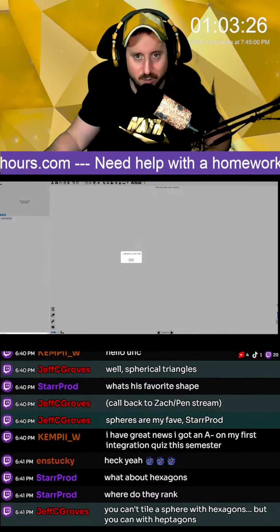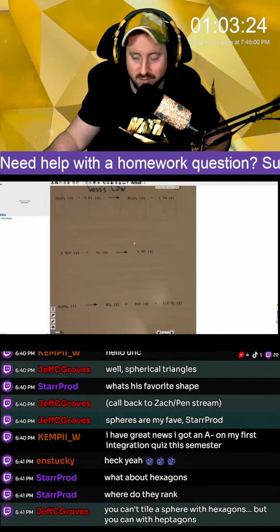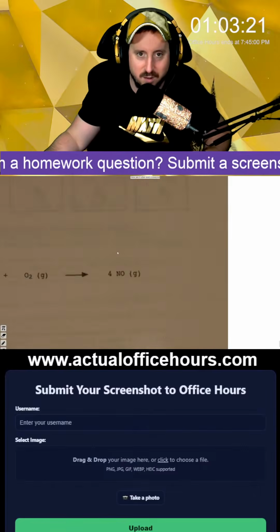You can't tile a sphere with hexagons, but you can with heptagons. Oh. Is that where soccer balls come from?